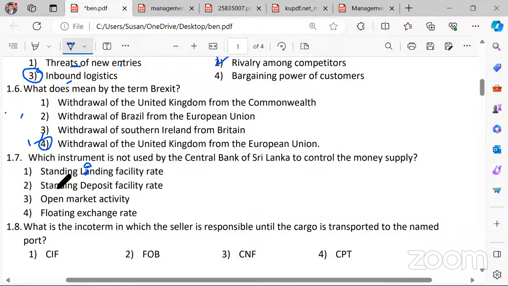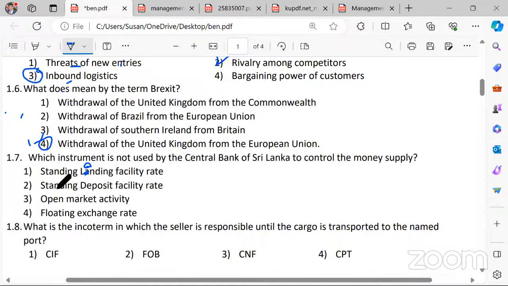Now, the Central Bank is fixing the interest rate for those lendings. If the Central Bank increases this interest rate, the standing lending facility rate, then commercial banks are discouraged from borrowing money from the Central Bank. If they are discouraged, what happens? They are not going to lend money or supply money. Then the money supply decreases.